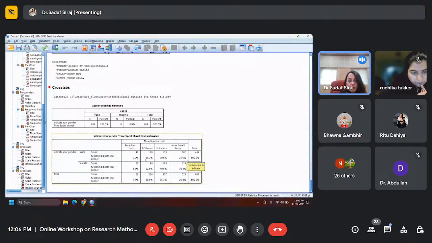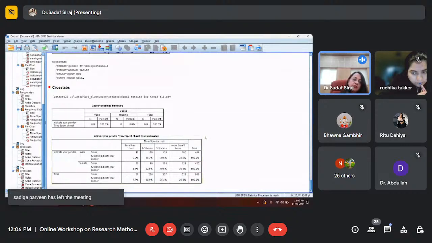And very clearly, you can see that 38.3% of the males are spending 1 to 3 hours in the shopping mall as compared to females, wherein 40.9% of the females are spending 3 to 5 hours. So we can very safely say that in terms of time spending behavior, females are spending more time in the malls rather than males. Is it clear?